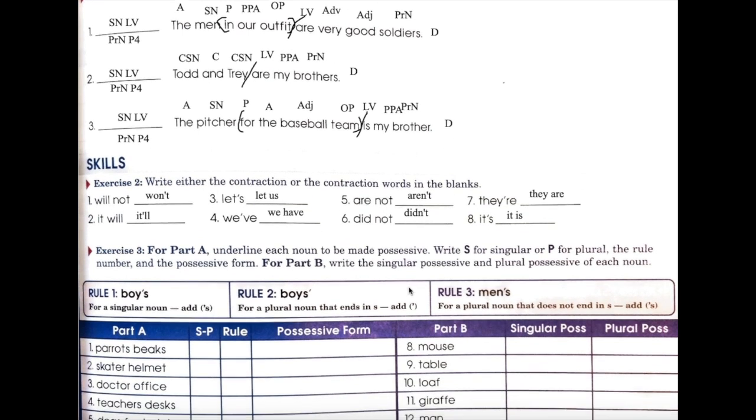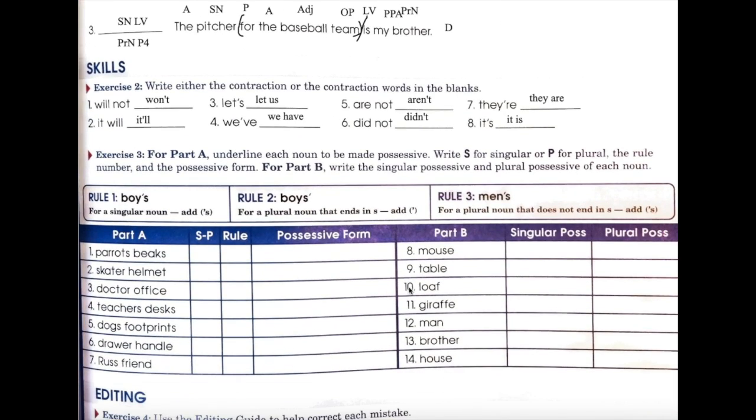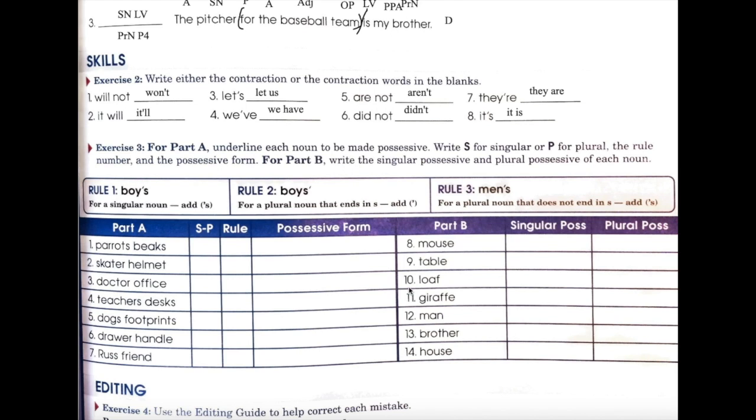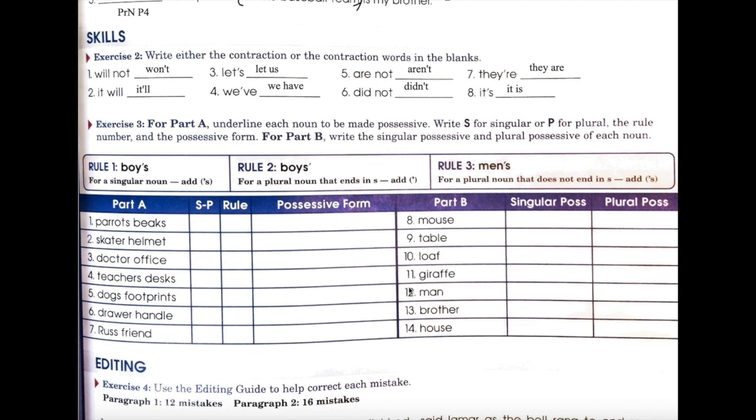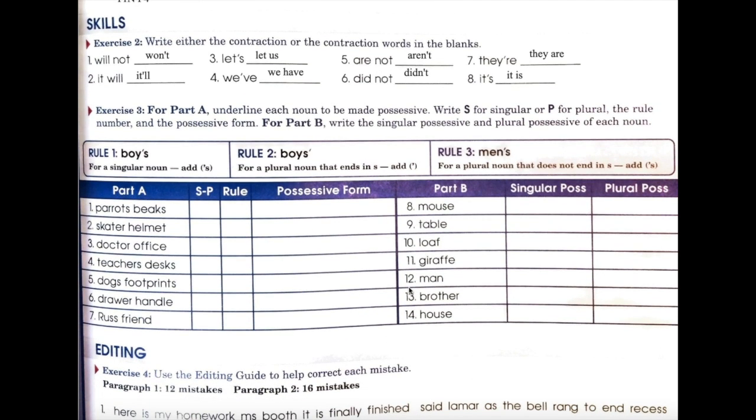All right, let's go to exercise 3. For part A, underline each noun to be made possessive. Write S for singular or P for plural, the rule number, and the possessive form. For part B, write the singular possessive and plural possessive of each noun.